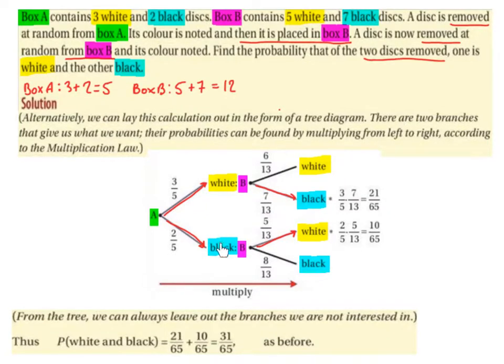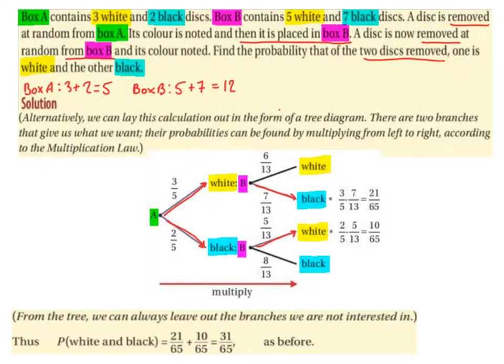Likewise, if a black disc was chosen from box A and put into box B, then 7 plus 1 makes 8 over 13 black discs in box B. So the probability of choosing a black disc is 8 over 13, because again, there's now 13 discs, because 12 plus 1 makes 13. But there are still only 5 white discs in box B, so 5 over 13 is the probability of choosing white.